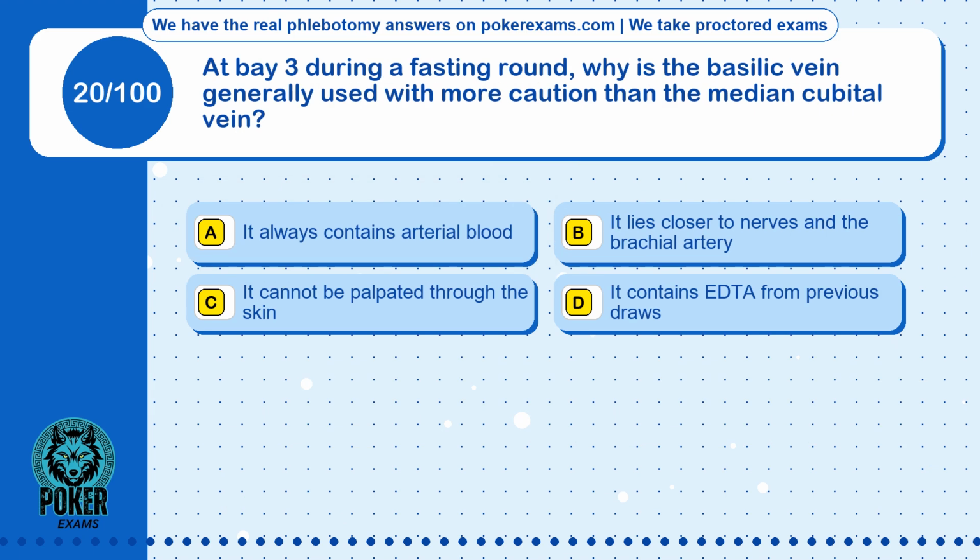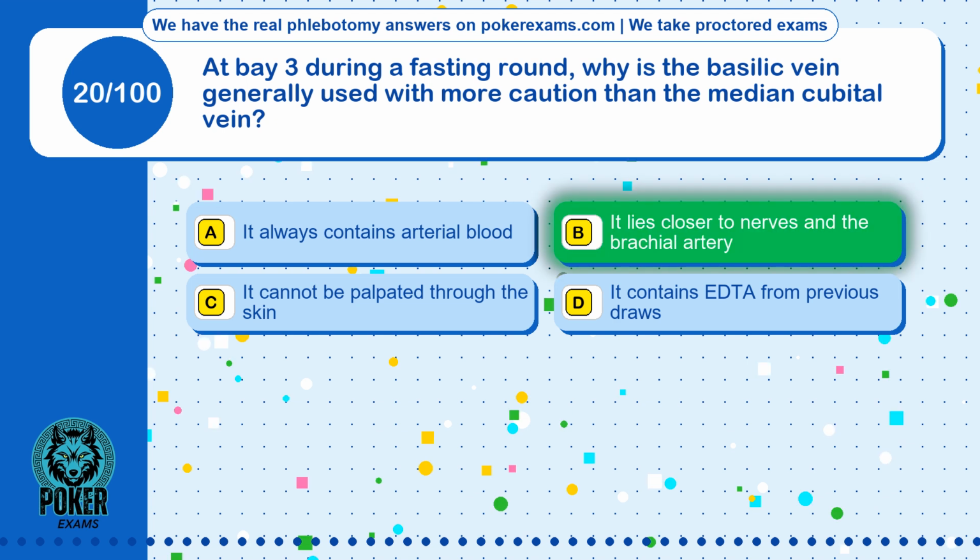Question 20. At Bay 3 during a fasting round, why is the basilic vein generally used with more caution than the median cubital vein? Option A. It always contains arterial blood. Option B. It lies closer to nerves and the brachial artery. Option C. It cannot be palpated through the skin. Option D. It contains EDTA from previous draws.